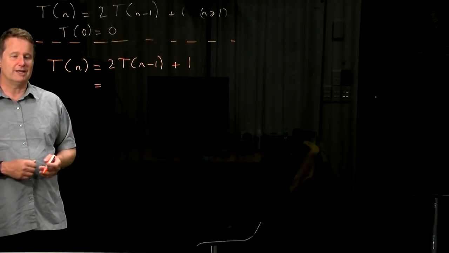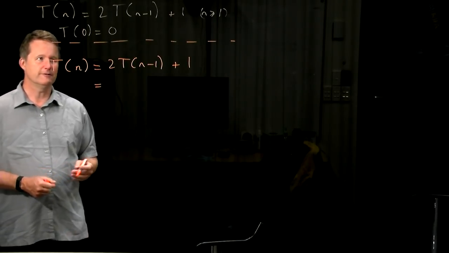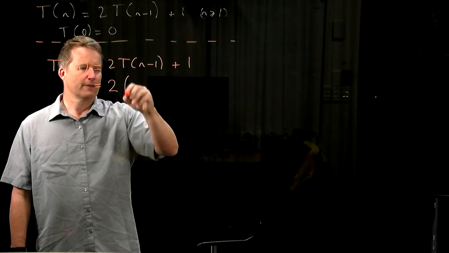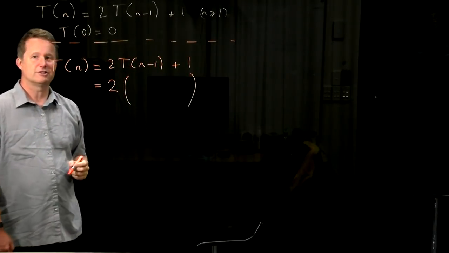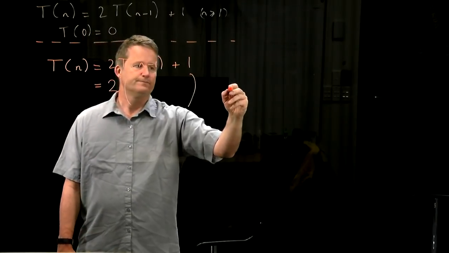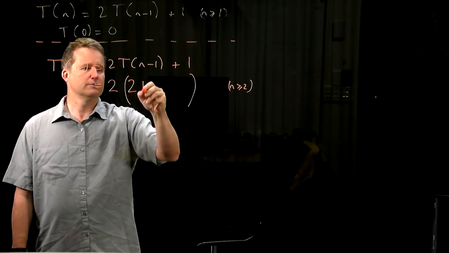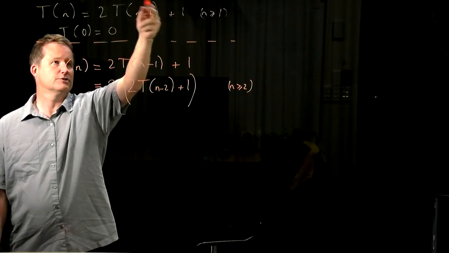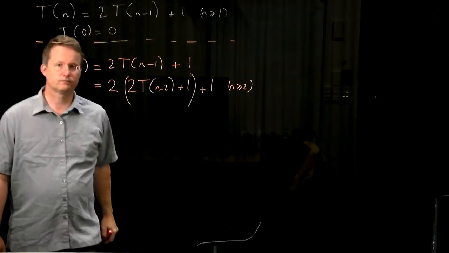Now let's assume that n is at least 2 so that we can apply it twice before we get to the initial condition. So it's 2 times, now, t of n minus 1. I can plug in n minus 1 in here instead of n, as long as n minus 1 is at least 1. And I'm going to get 2 times t of n minus 2 plus 1 from this part. And I still have a plus 1 over here that I need to remember.